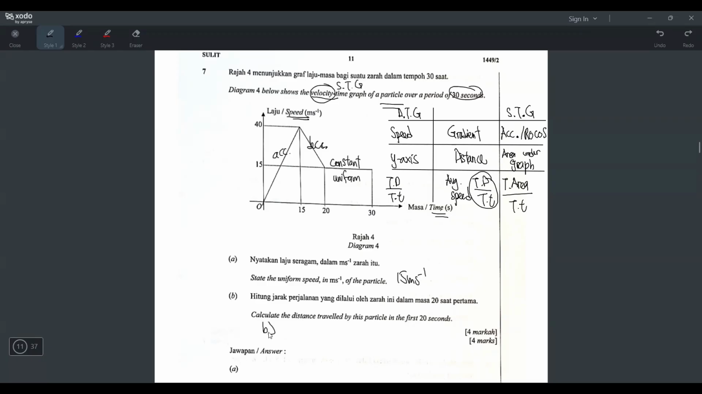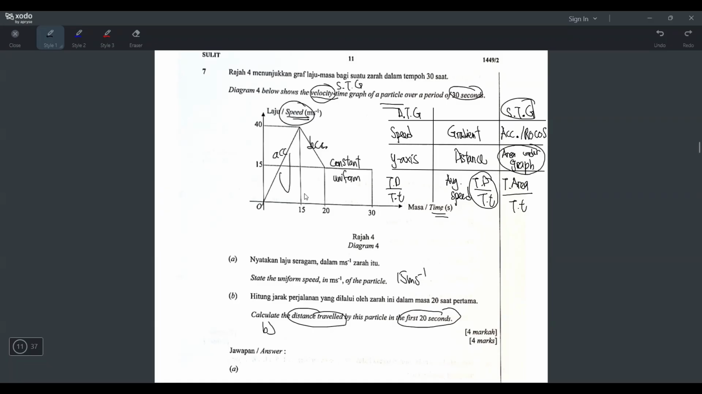Okay, let's do B now. Calculate the distance traveled. Immediately go to the use of area, because this is a speed time graph. I told you, with a speed time graph, the way you get the distance is by using the area under the graph, right? So calculate the distance traveled by this particle in the first 20 seconds. Calculate distance means calculate area under graph, because this is a speed time graph.